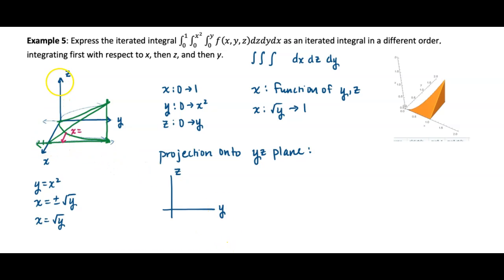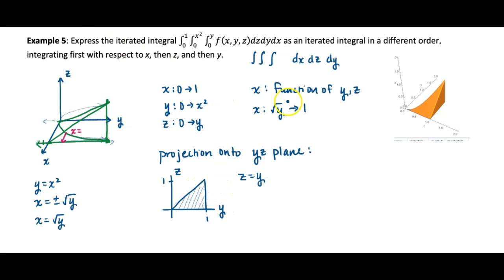All right, I also know that when z is 0, y is 0, because z is equal to y. I know this because my z is going from 0 to y. If z equals y, and y has a maximum of 1, because we said that this point occurs at 1, 1, 1, then my graph is going to look something like this, where this is 1 and this is 1. And so this is my integration region on the YZ plane.